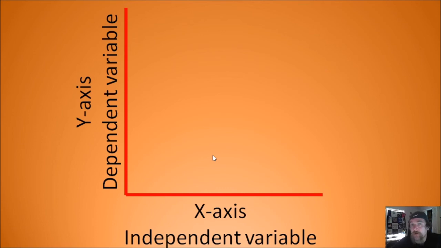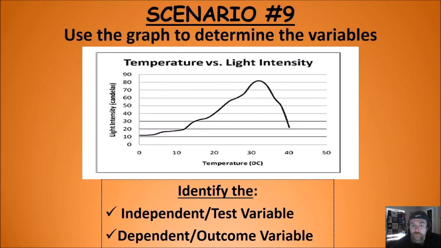X-axis has the independent variable. Y-axis has the dependent variable. That will never change for the history of science. That's just how things are recorded. Going back to this one. Which one's the independent? Which one's the dependent?